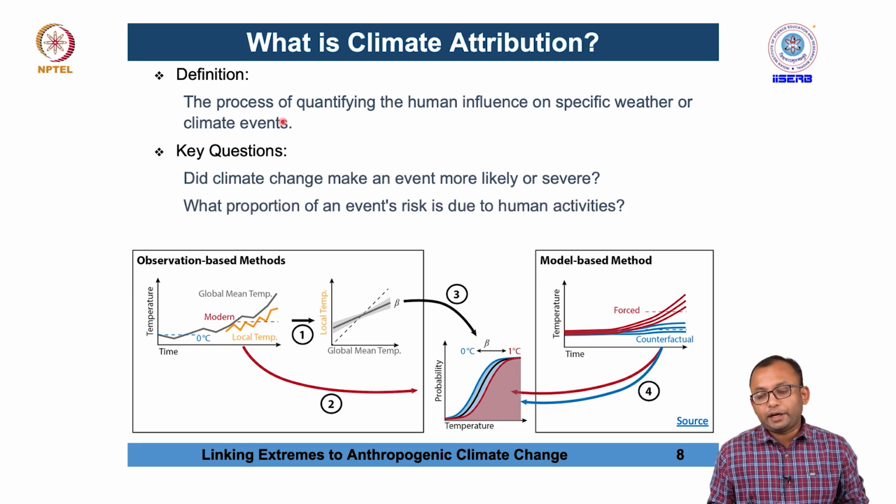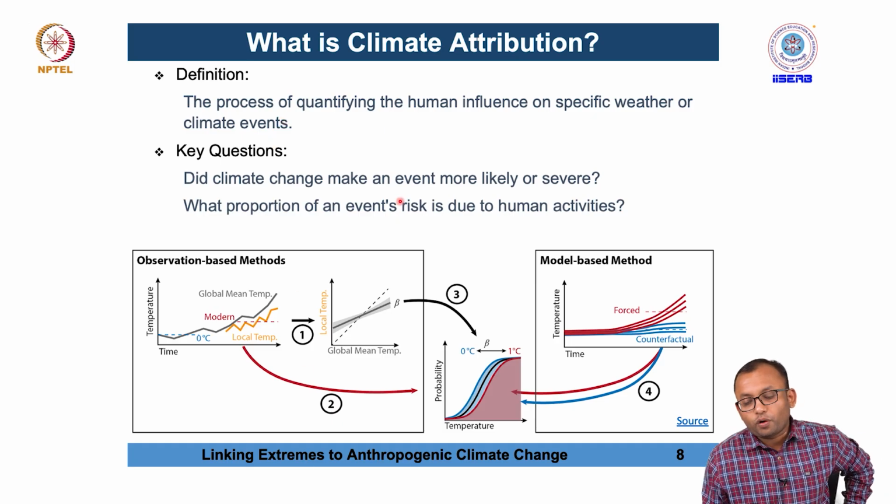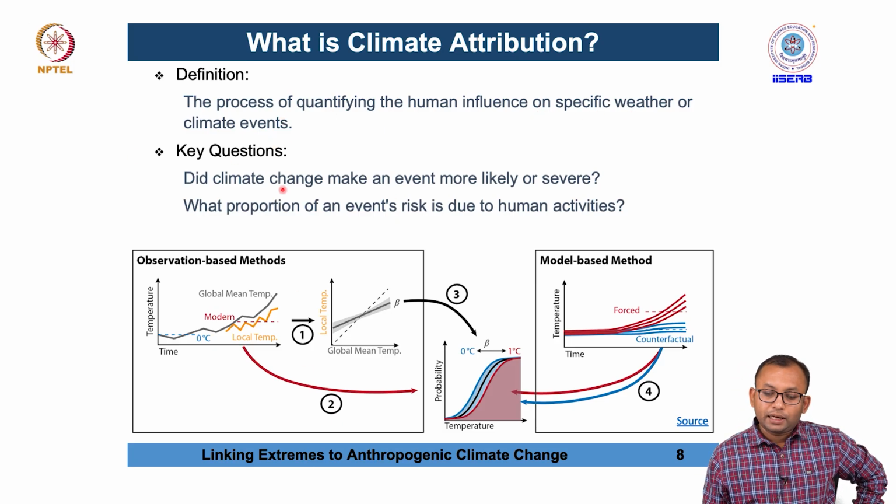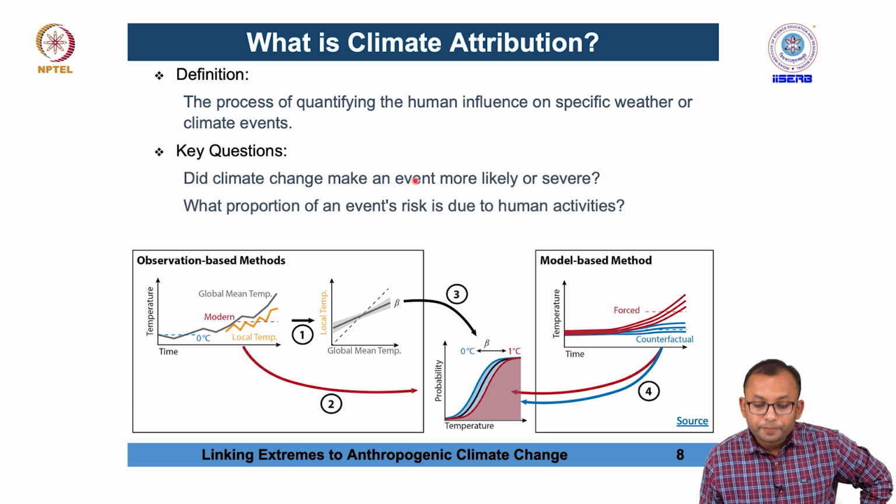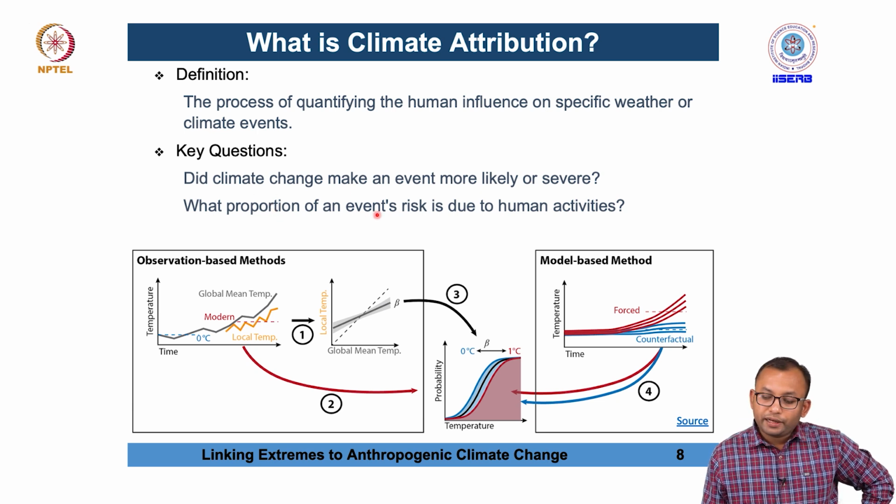So, attribution is primarily where we try to quantify the human influence on specific weather or climate events. We try to answer, let us say, did climate change make an event more likely or severe, and what proportion of an event risk is due to human activities. These are the primary questions we are trying to answer using climate attribution studies.